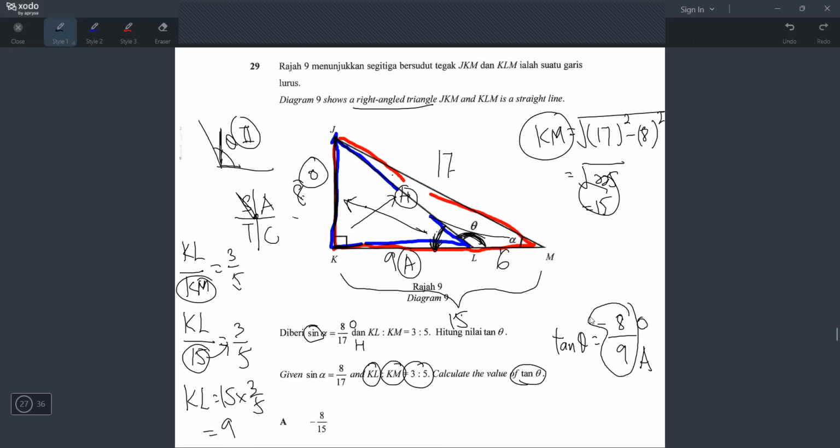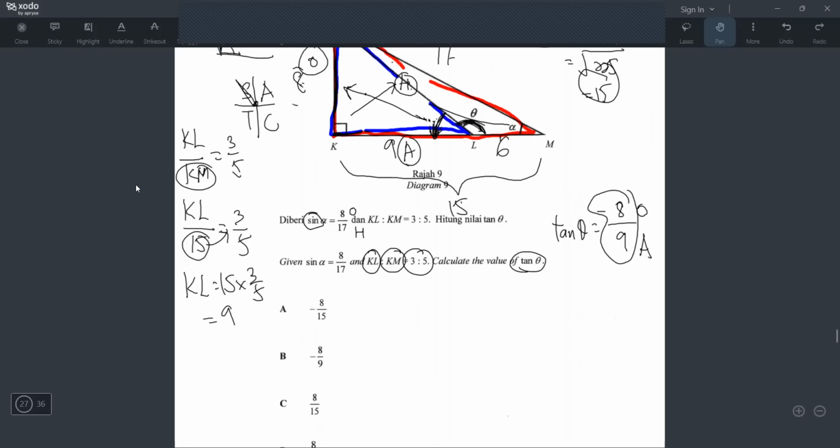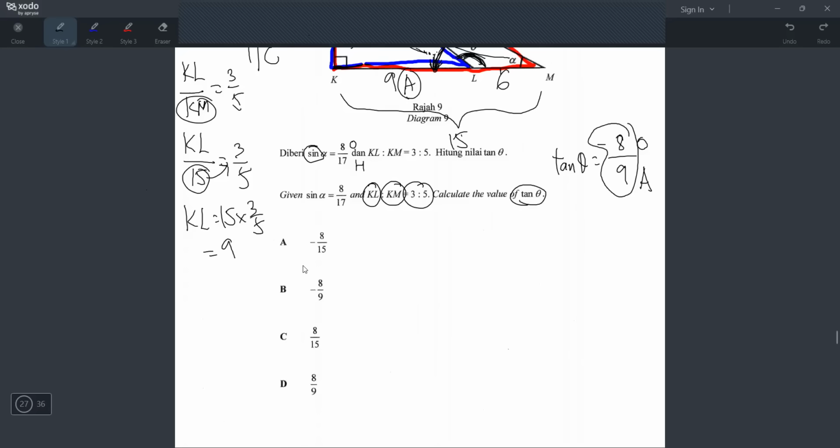So I repeat one more time. When you want to do SOH CAH TOA and you realize your angle is outside the right angle triangle, you can take the angle towards X, which is the reference angle. Okay, so the reference angle is here. Use that to determine opposite, hypotenuse, adjacent. And then after you get the answer, just check whether you need to add positive or negative, depending on which quadrant your angle is in. For this, it's quadrant 2. That's why you have to add negative. So let's go to ABCD and bullet the negative 8 over 9. So yeah, there is one answer here. B is the correct answer.